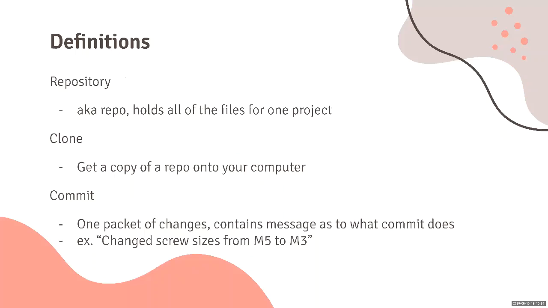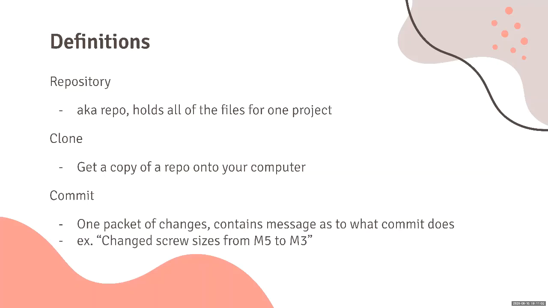Okay, so here are some quick definitions for Git itself. There's a lot of lingo in Git. So the first is a repository. A repository is also called a repo sometimes. It holds all of the files from one project. So the equivalent in Google Drive would be like if you had a folder that held all of your files, that would be your repository.